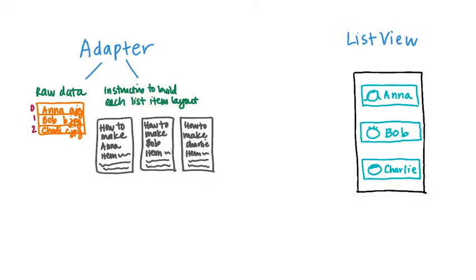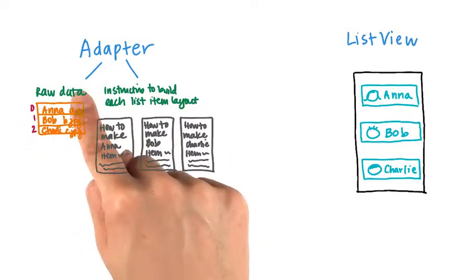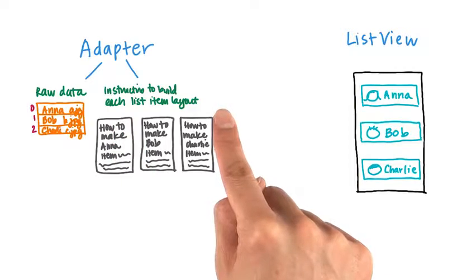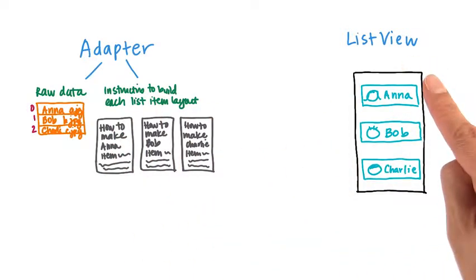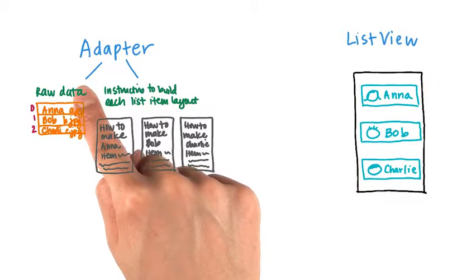Do you remember this diagram from lesson 1? The adapter has a reference to the raw data, and it has instructions on how to build each list item layout. These layouts eventually make it into the list view here. But what happens if any of this data changes?